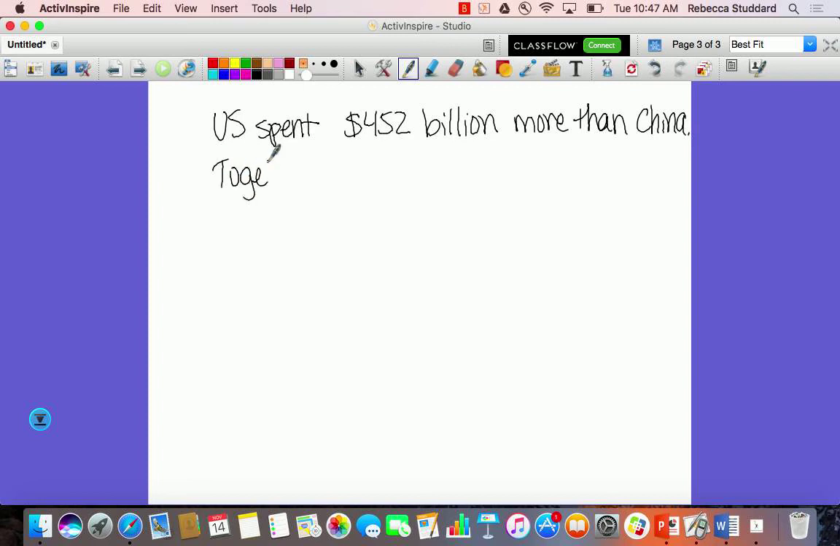Together, they spent $828 billion. And if you're wondering the source, it's the Stockholm International Peace Research Institute. Find the amount spent by both countries.